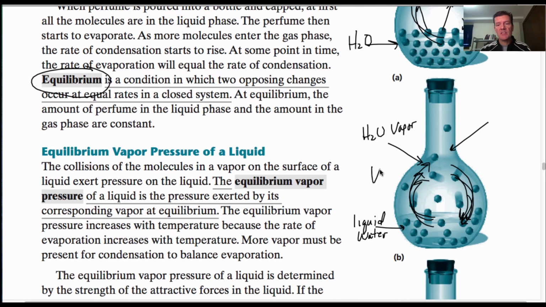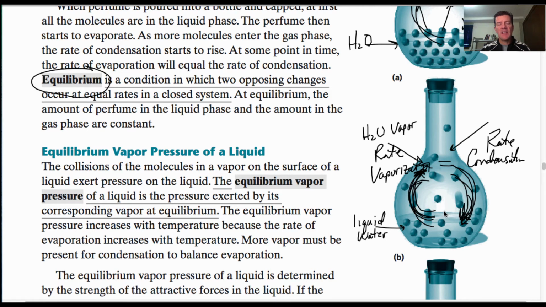So the rate of vaporization is going to equal the rate of condensation. Okay, I should actually put rate here. Rate of these two are actually going to be the same eventually. And once you reach equilibrium, you're not going to alter it unless you were to raise the temperature or change something. It's going to get to a point where the number of particles that are vaporizing are going to equal the number of particles that are condensing.